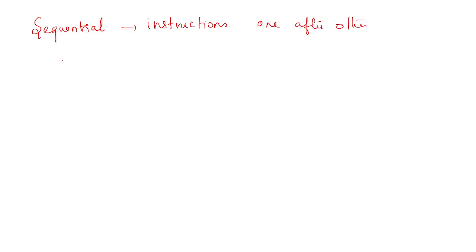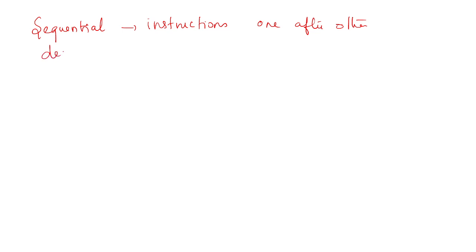Normally any algorithm, any kind of C programming structure or pseudocode, will have different types of control structures. The first is sequential, that is, instructions which execute one after the other in some order. Okay, in a sequential order, for example.